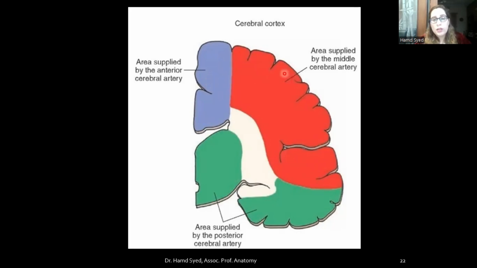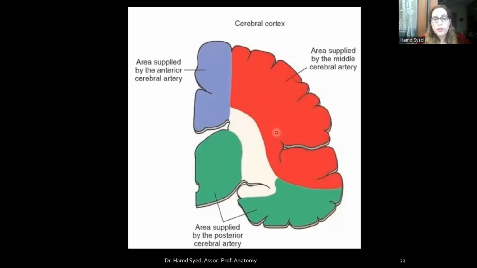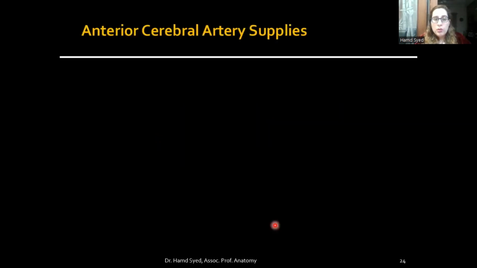Whereas the red area, the large red area on the lateral aspect of the cerebral cortex, which was representing the upper part of the body, shoulder, the arm, and the hands, and the face, this is the area which is supplied by the middle cerebral artery. The remaining parts of cerebral cortex, they are the areas which are supplied by the posterior cerebral artery. So when we talk about these areas, we are going to now summarize the supply.